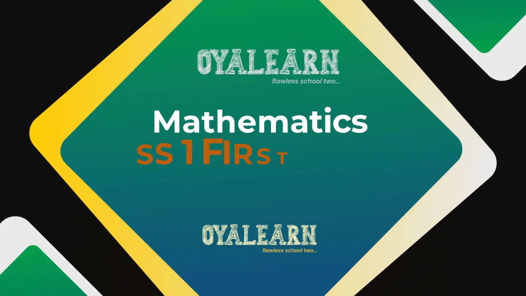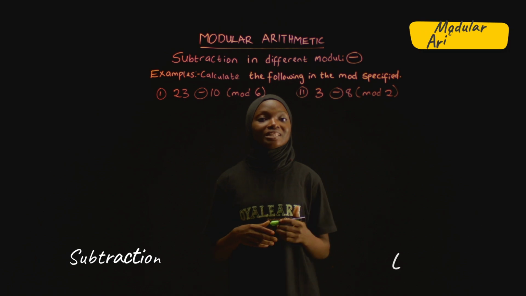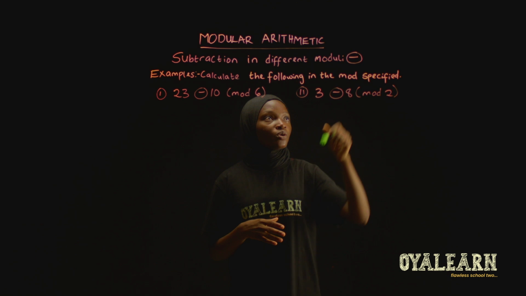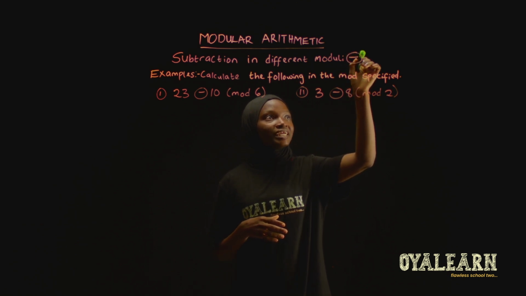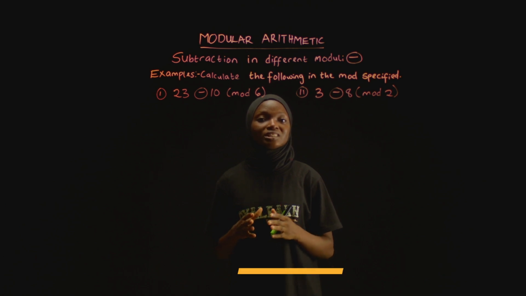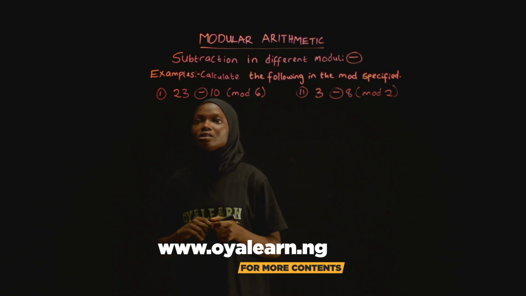Let's learn how to subtract in different moduli. This symbol here represents subtraction in a specific mod. Whenever you see a negative sign inside a circle, that means you are subtracting in modular arithmetic. Now let's look at this example.